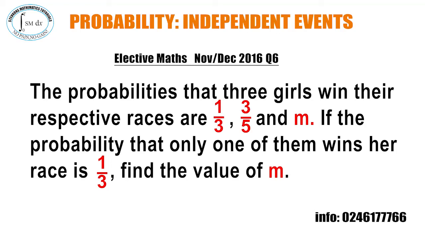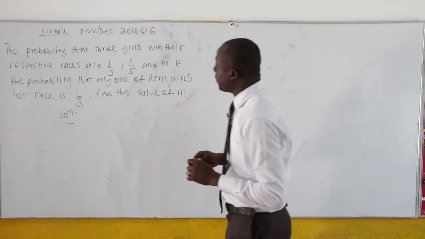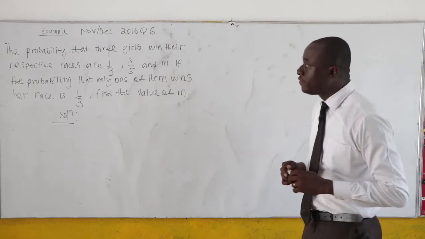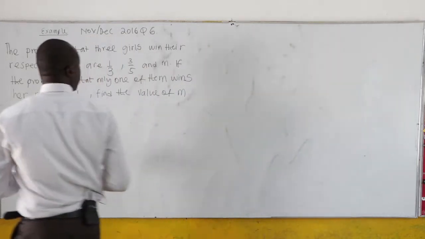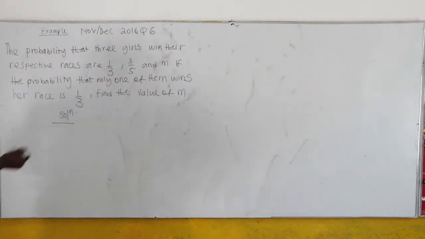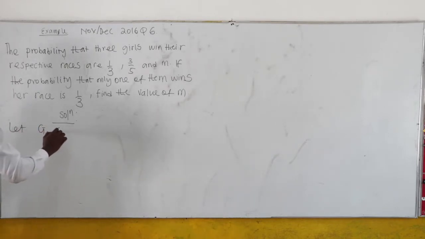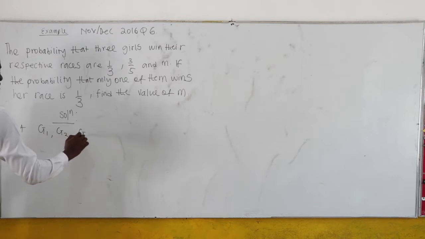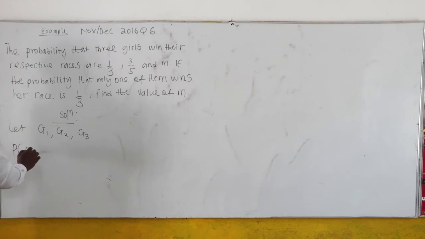Now let's consider this example. The probability that 3 girls win their respective races are 1 over 3, 3 over 5, and m. So let the three girls be J1, J2, and then J3. Now, the probability that the first girl wins her race, that will be 1 over 3.